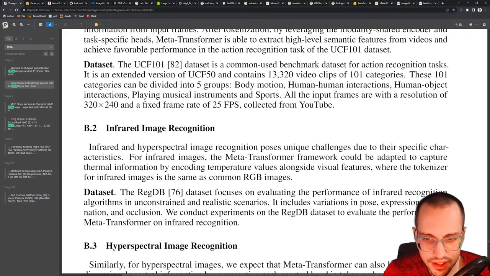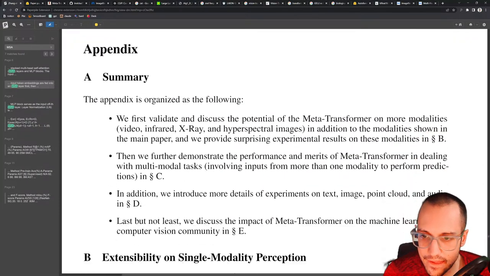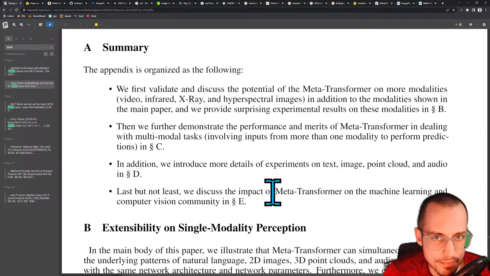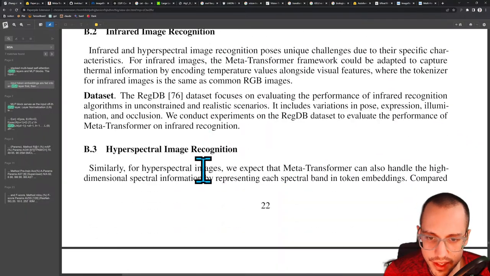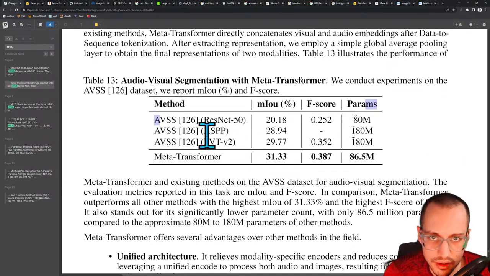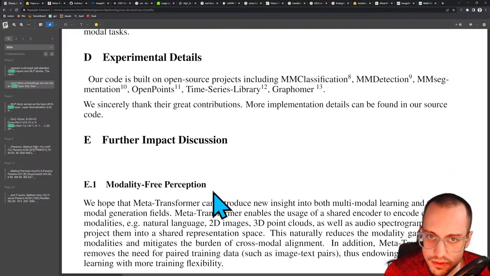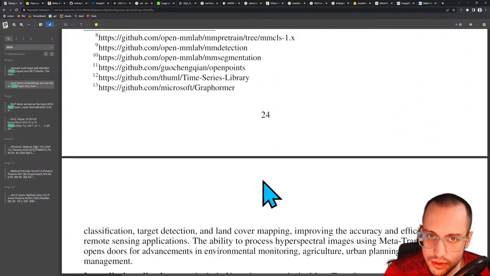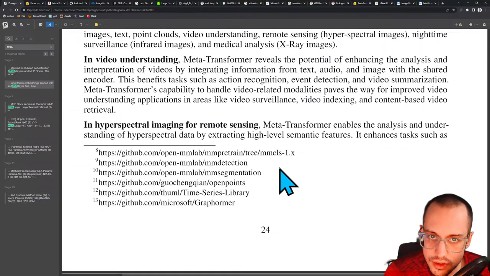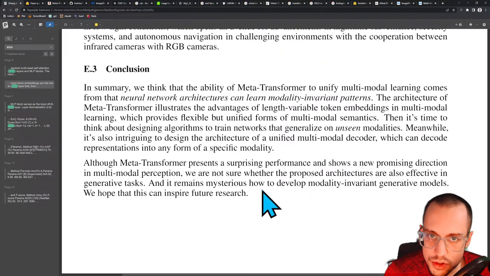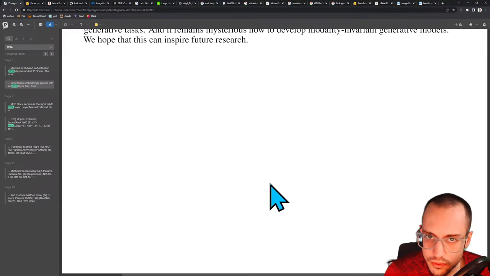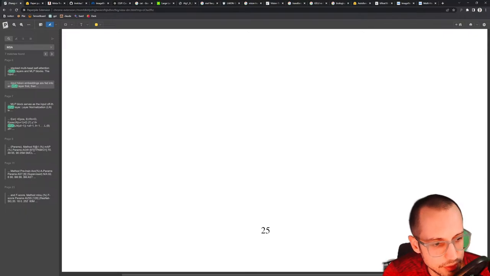Let's see if there's anything in the appendices here. MetaTransformer, extensibility, video recognition, audio video segmentation, unified architecture, efficiency. Conclusion. Yeah, okay. We're going to end this paper here. But let's do a little summary.